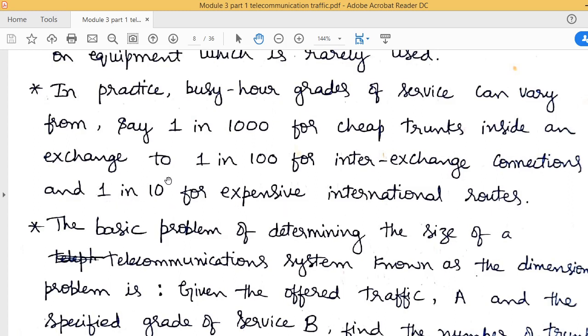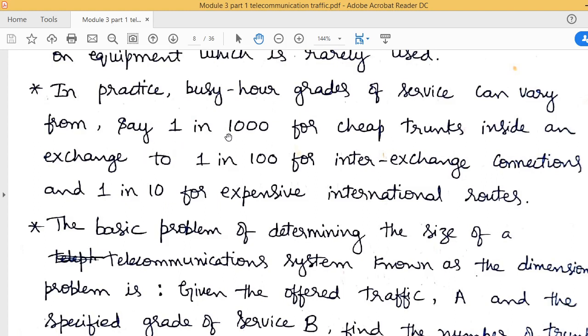Similarly, if you are making expensive international calls where international routing is involved, you can have larger grade of service. So grade of service 1 in 10 can be supported. So generally the number of calls that are going with respect to international calls are less in number. So in such a scenario we can have a larger value of grade of service.